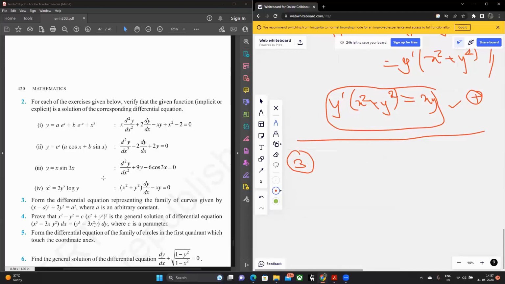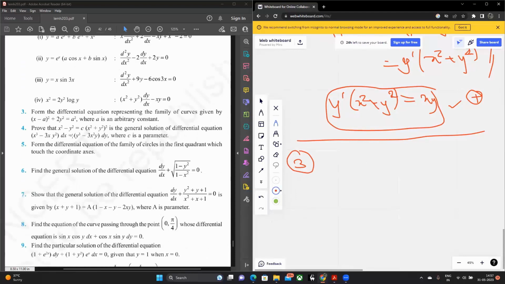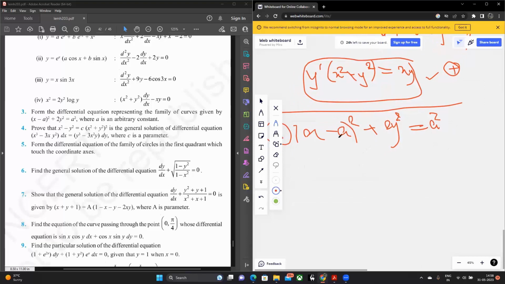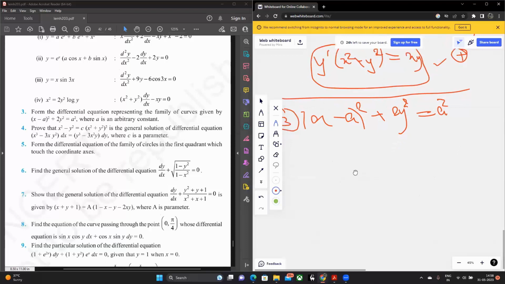Form the differential equation representing the family of curves given by x minus a the whole square plus 2y squared equals a squared. Find out what this family of curves actually represents, right? That is a task I'm giving you. The answer is pretty simple and we've already done it, if I'm not wrong. So you can actually see the previous questions if you want to, or else you can just think on it for a little while and maybe draw it out and check what this family of curves actually represents.